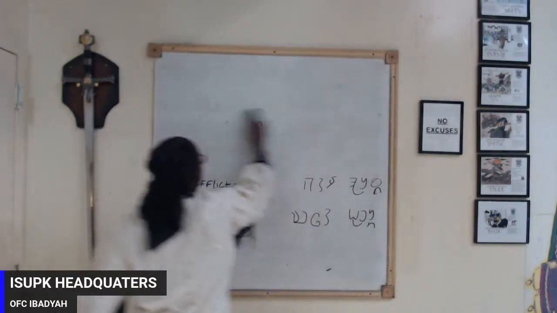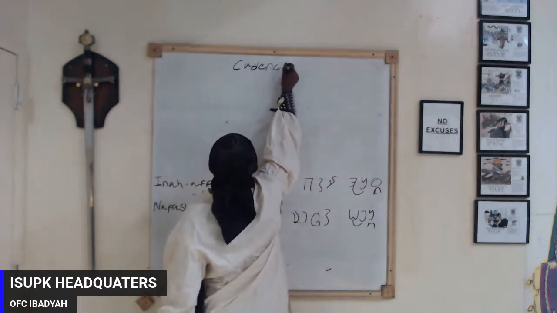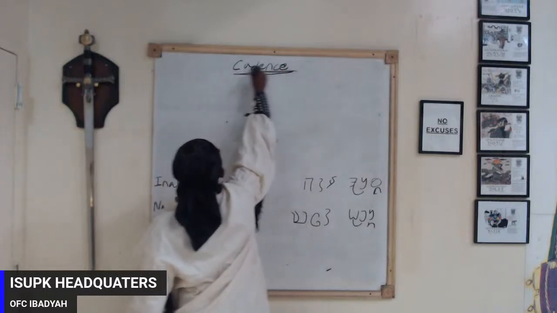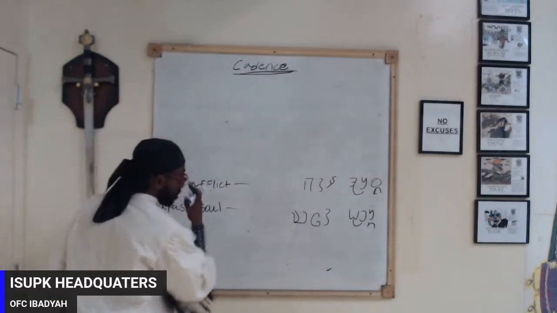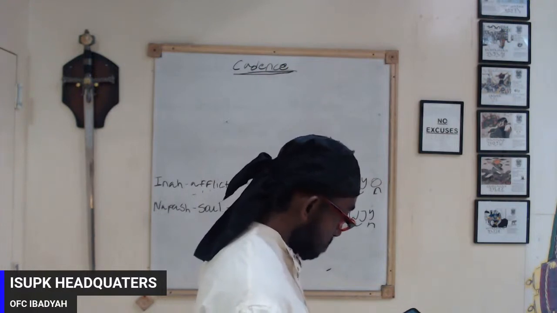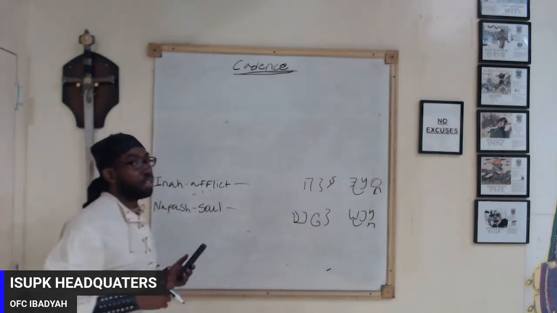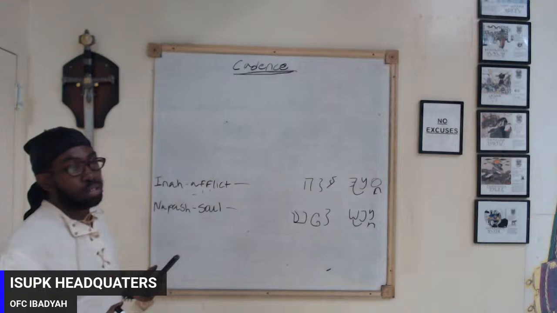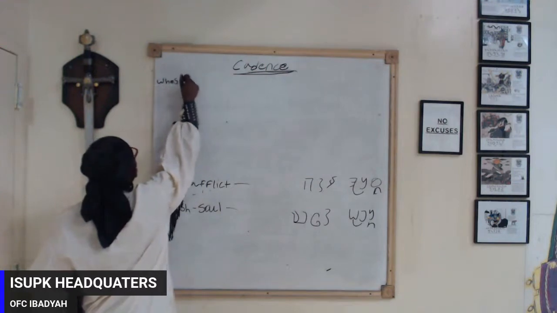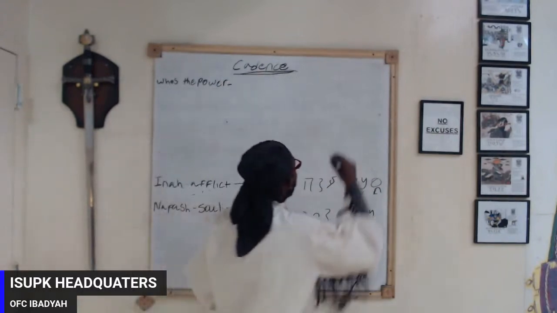Okay. So we have the cadences. Now, these are the things that we usually say, usually after a council or a meeting of some sort, even after camp at times. Okay? Now, first thing we say usually is, who's the power? Who's the power?